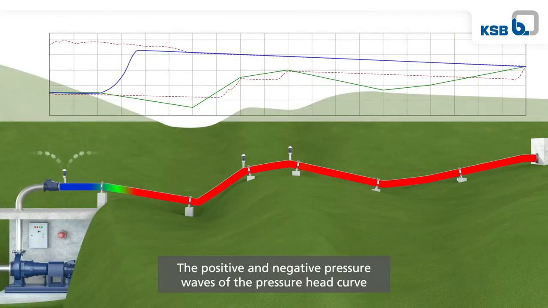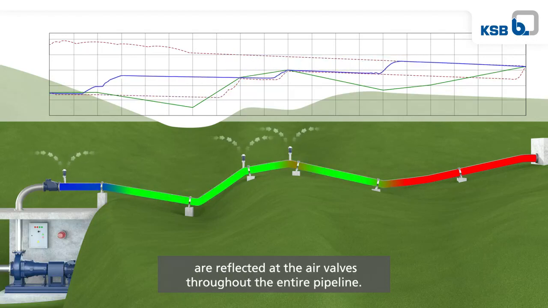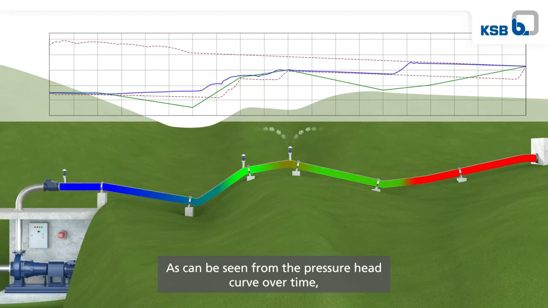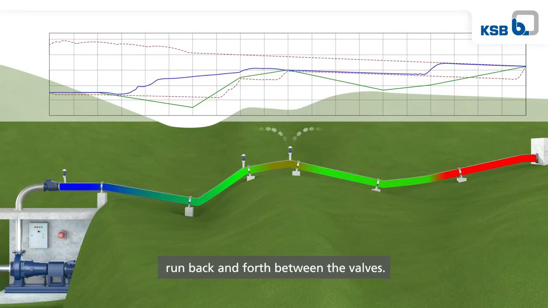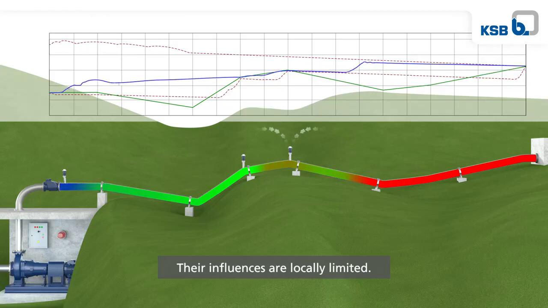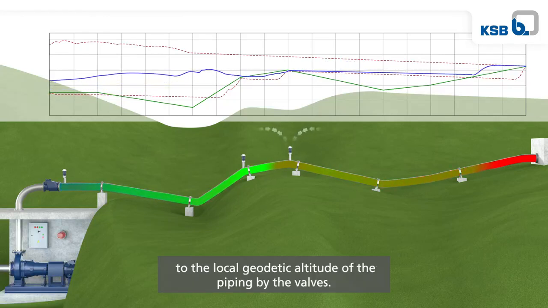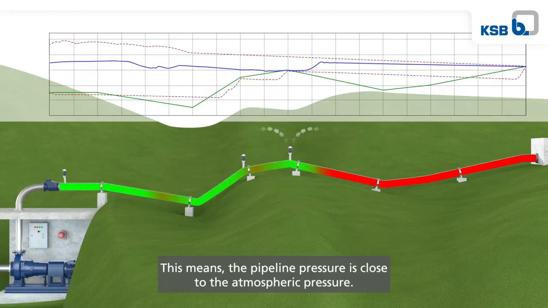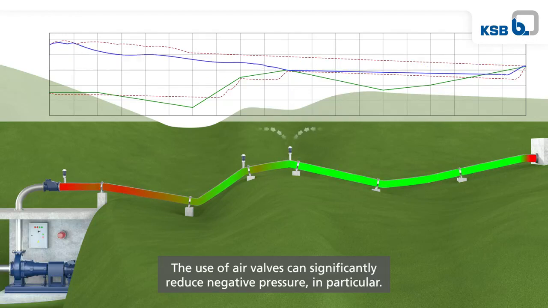The positive and negative pressure waves of the pressure head curve are reflected at the air valves throughout the entire pipeline. As can be seen from the pressure head curve over time, in this example the positive and negative pressure waves run back and forth between the valves. Their influences are locally limited. The pressure head curve is adjusted to the local geodetic altitude of the piping by the valves. This means the pipeline pressure is close to the atmospheric pressure. The use of air valves can significantly reduce negative pressure in particular.